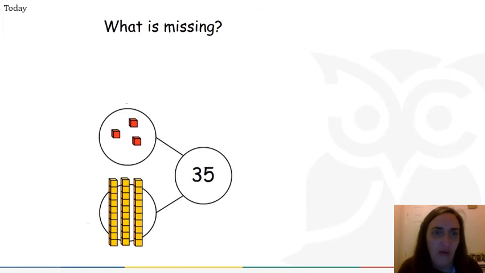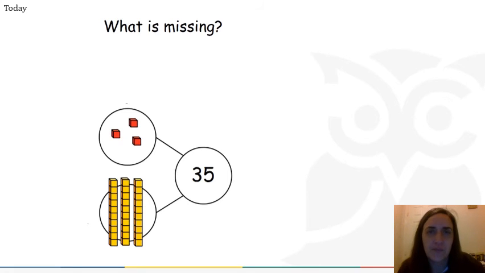Okay. Wow. Oh, gosh. We've got another problem to solve. What is missing? First of all, we need to make sure we know what the whole is. What is the whole? The whole is 35. Say, the whole is 35. How many 10s do we already have? We know that the blocks are 10s, and we've got 3 of those. 3 10s. 10, 20, 30. We've already got 30. Spot on.